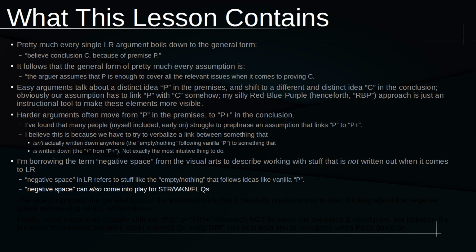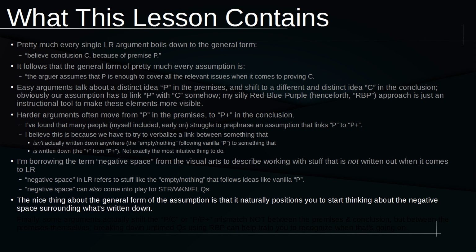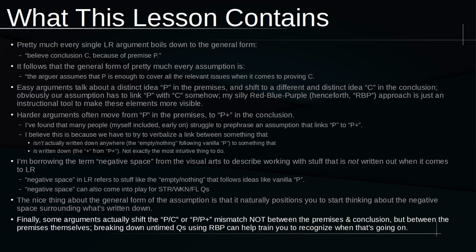This kind of negative space can also come into play for strength and weaken or flaw questions, but the big nice thing about the general form of the assumption that I want to cover here is that it naturally positions you to start thinking about the negative space surrounding what's written down. And finally, some arguments actually shift that P versus C or P versus P plus mismatch not between the classic premises and conclusion mismatch, but between the premises themselves. Breaking down untimed questions using RBP can help train you to recognize when that actually is happening.